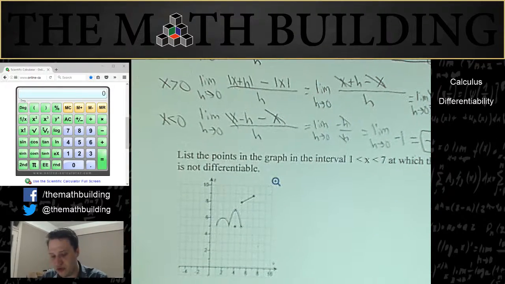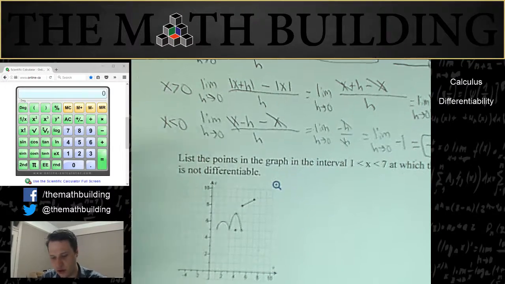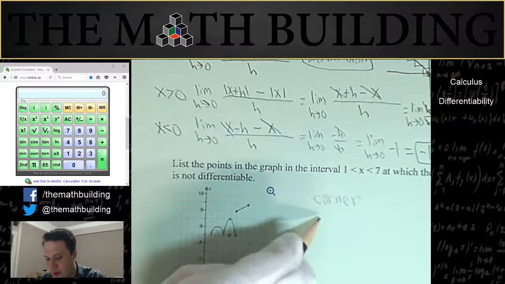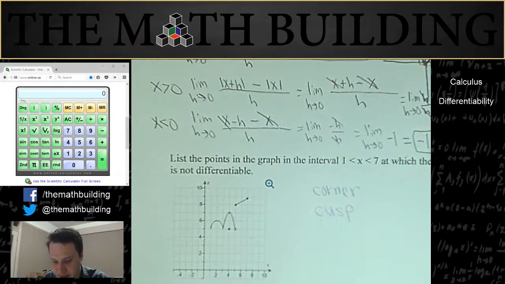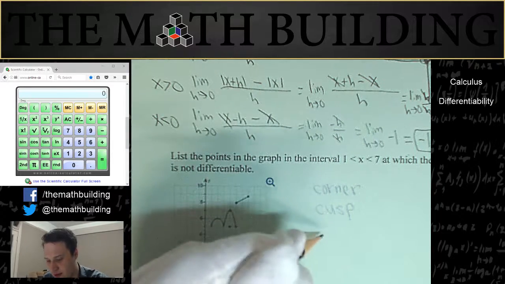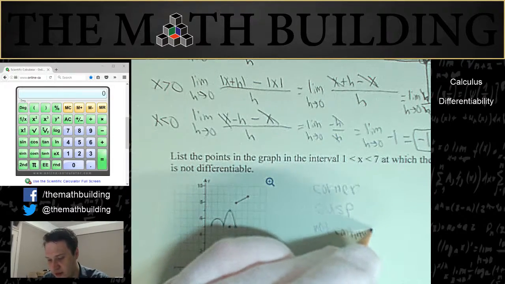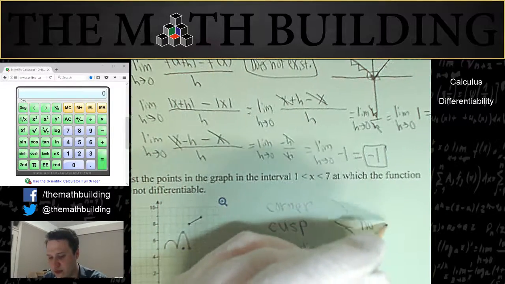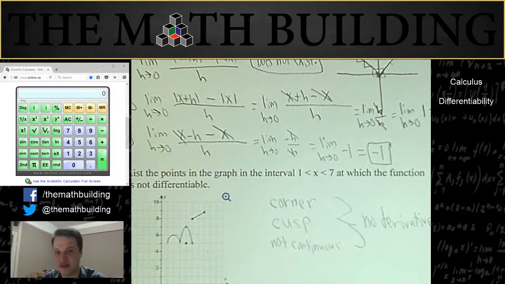So when do derivatives not exist? Okay, I think that's a good question. If you have a corner, if you have a cusp, a derivative doesn't exist. And if you're not continuous, obviously a derivative can't exist. So if you have any of these, you have no derivative, or the derivative does not exist.